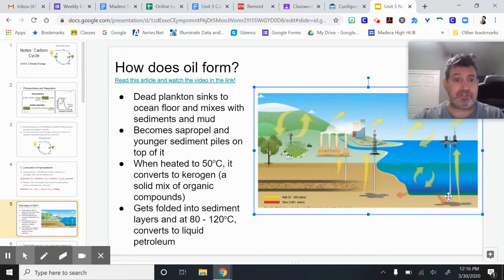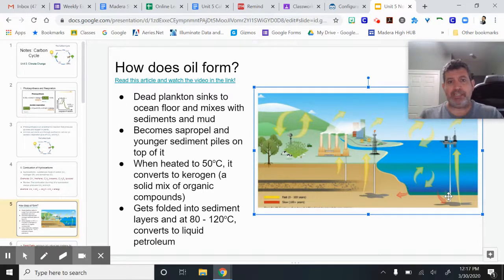And when it gets to 50 degrees Celsius, it converts to something called kerogen, which is a solid mix of different organic compounds that are coming from that dead plankton and the mix of the mud and everything together. And this is a long process. This is a very slow process. On the diagram, it says 100 plus years, but we're looking at really thousands to millions of years for this to happen. This stuff all gets folded into more sediment.